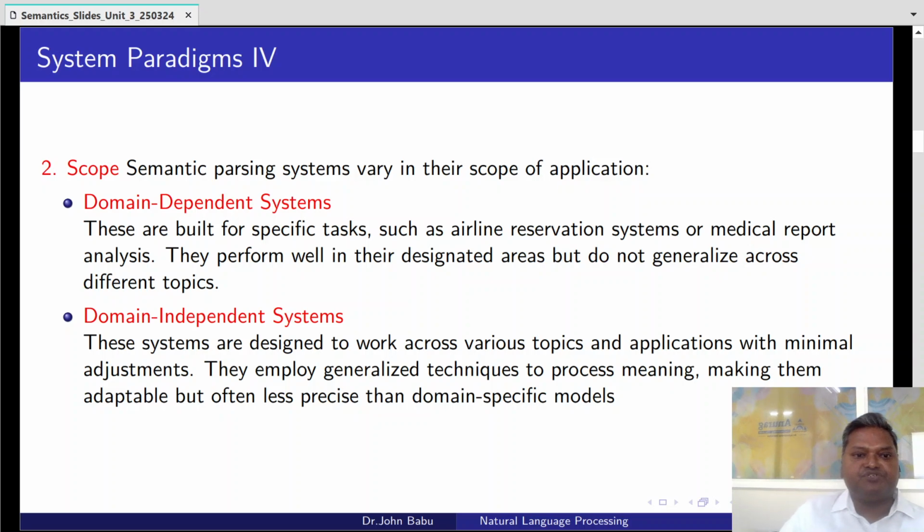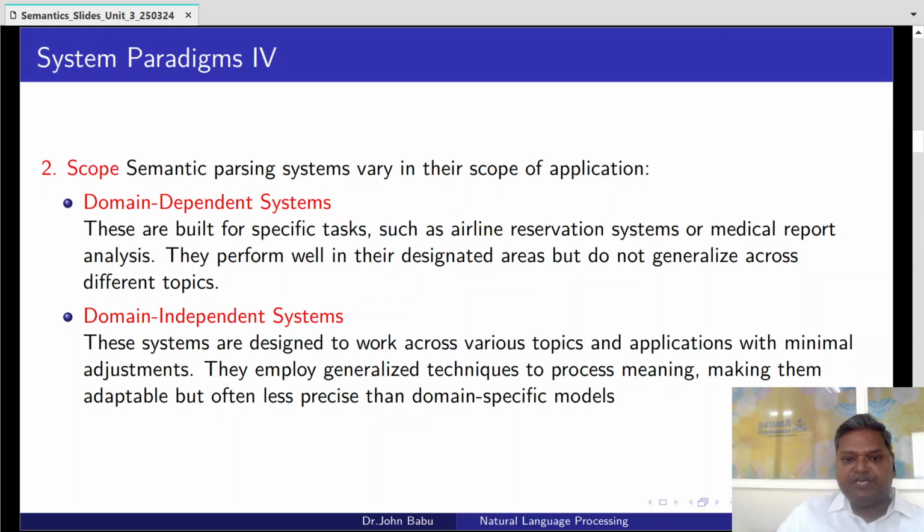The first paradigm is system architecture. The second paradigm that we are going to see is the scope of a system: in what area it is applicable. There are two types of systems in semantic parsing. One is known as domain dependent system. Another is domain independent system. For example, if you are talking about sports language, that is a particular domain. Suppose it is cricket, you will have words like cover drive, silly point. Those words may have different meanings when used in different domains.